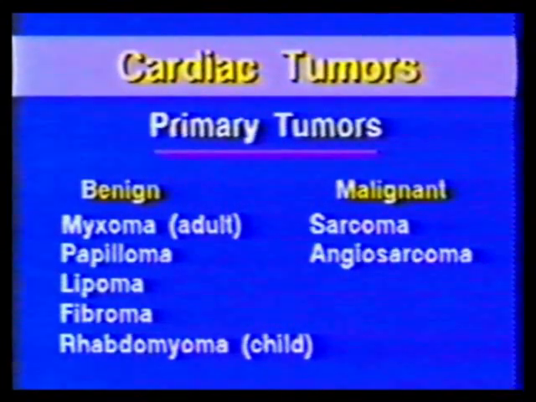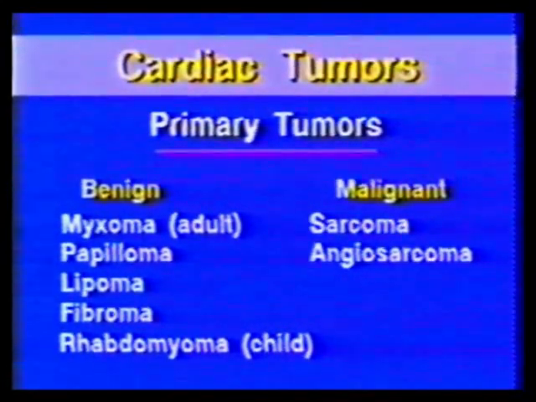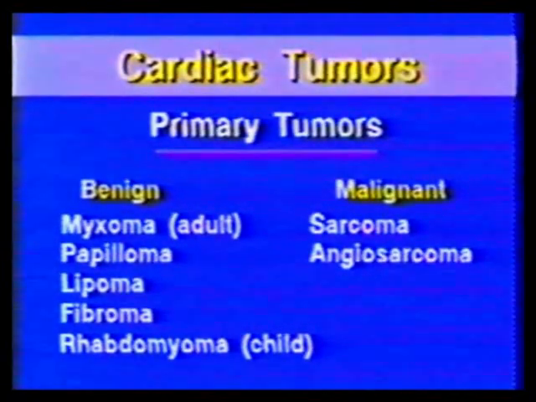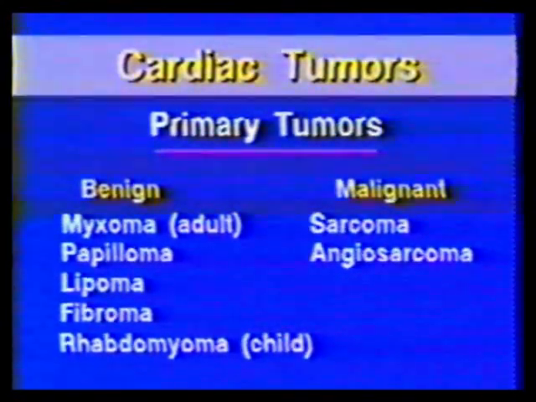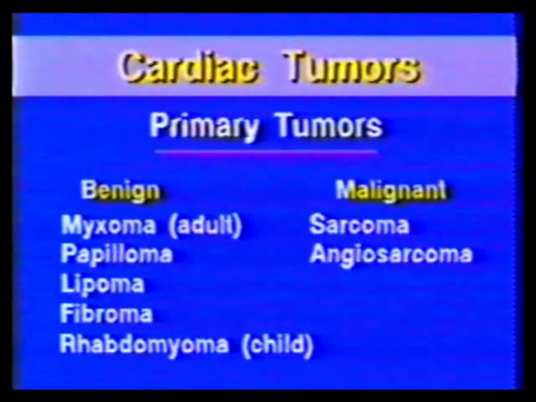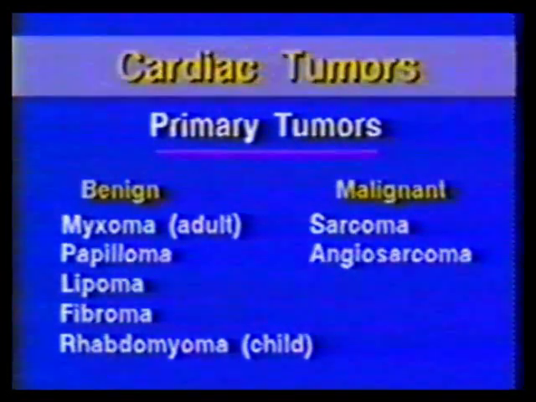Primary cardiac tumors are listed on this slide. They can be divided into benign and malignant forms. The most frequently encountered benign tumor in the adult is the atrial myxoma. In childhood, the rhabdomyoma. The most frequently encountered primary carcinoma of the heart is the angiosarcoma.